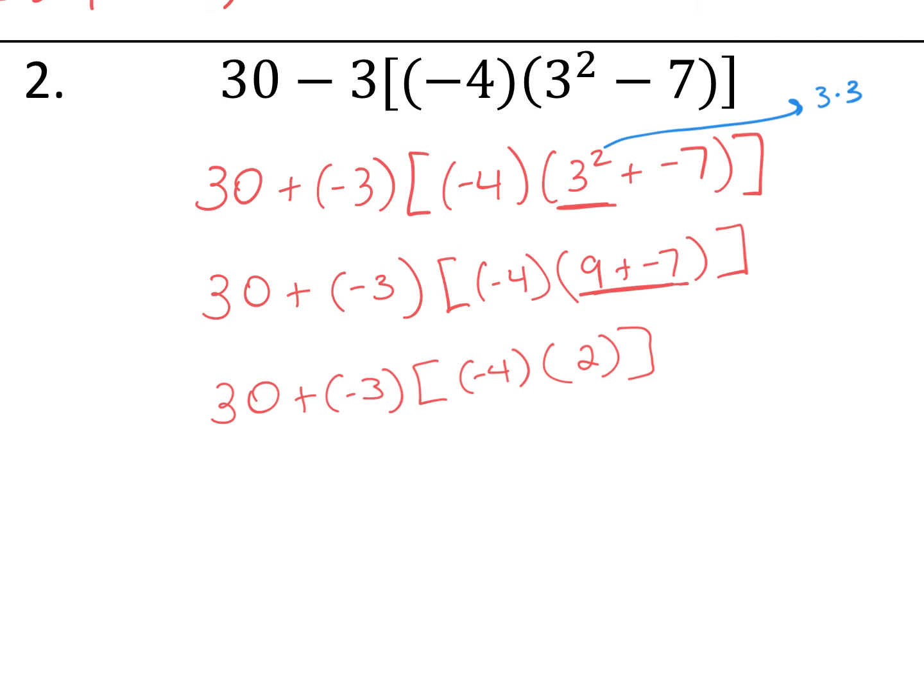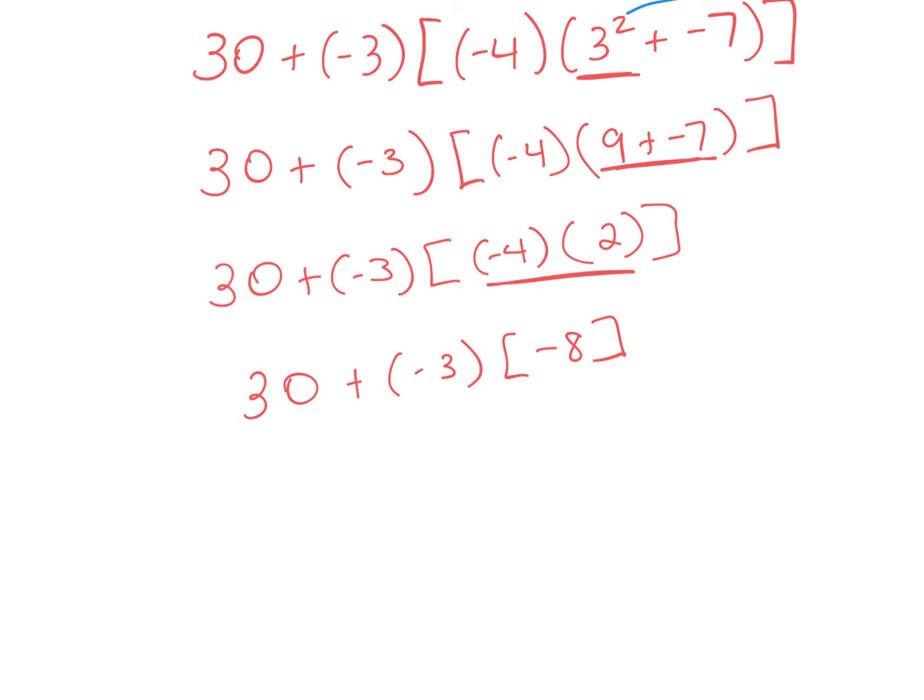Continue inside my brackets. I now have negative 4 times 2 right here. Now remember, when you see a set of parentheses next to each other like that, it means multiplication. Negative 4 times 2 is negative 8. So now I have 30 plus negative 3 times negative 8 in here.